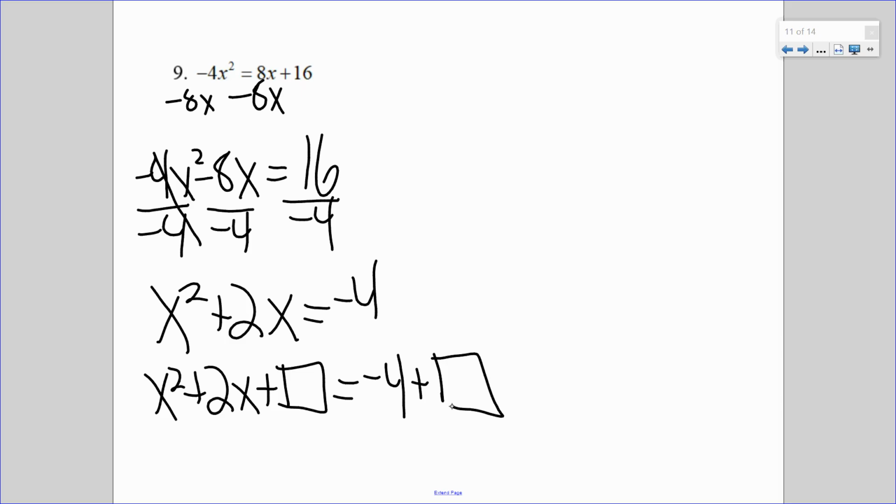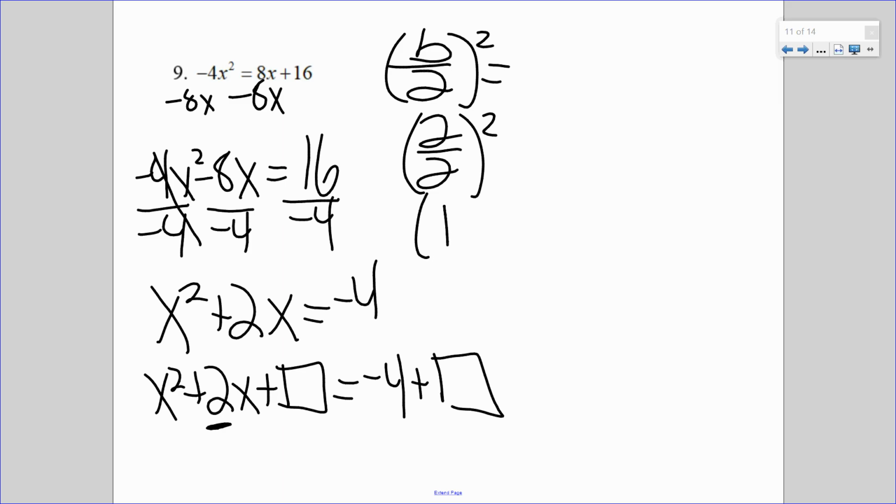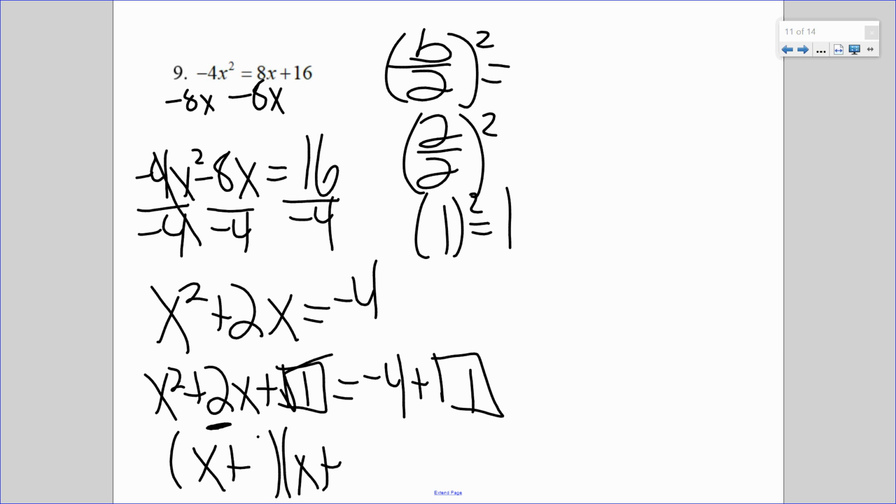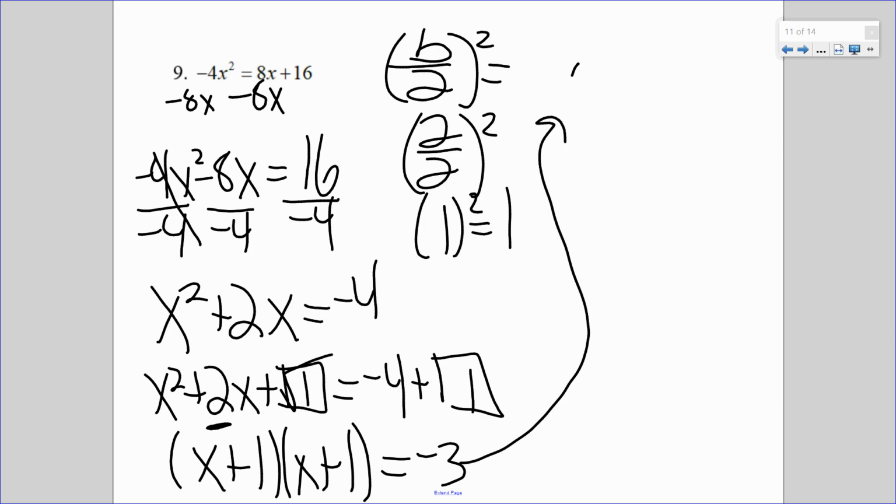To determine what goes inside the box, it's (b over 2) squared. b in this example is 2. So it's (2 over 2) squared, which is 1 squared, which is 1. I factor the trinomial normally. The binomial is always the square root of that perfect square value. My right-hand side is -3. Rewrite it as a binomial squared.